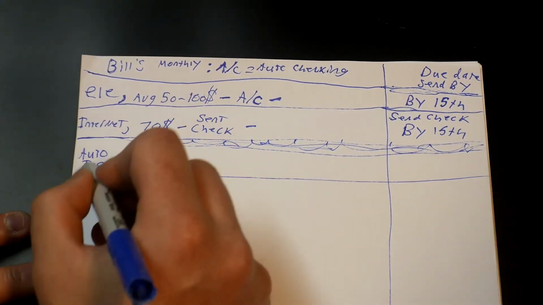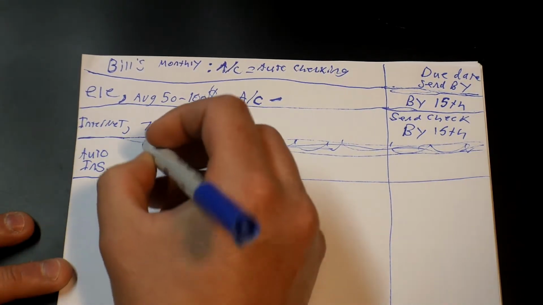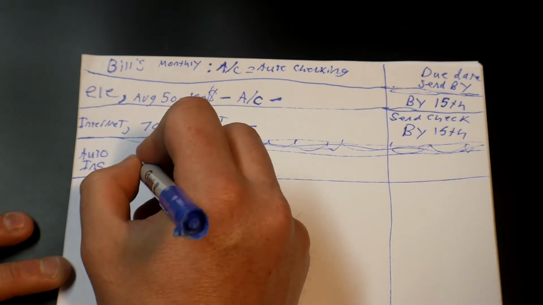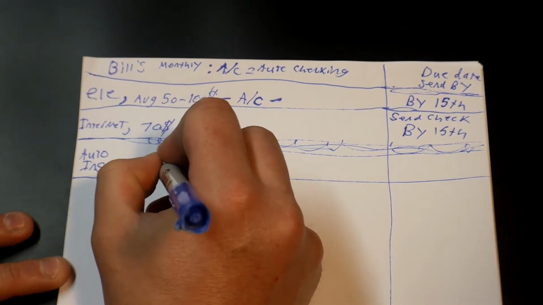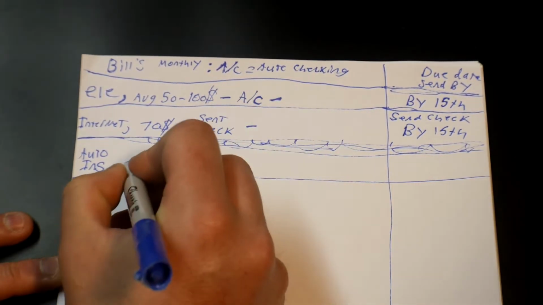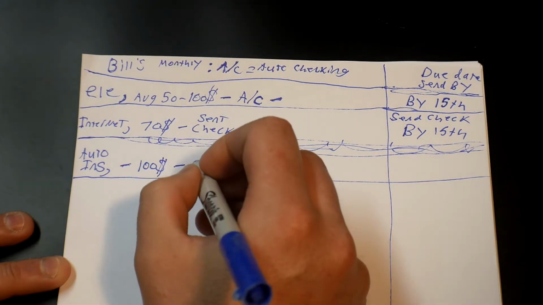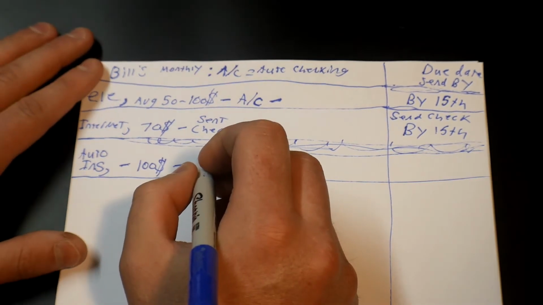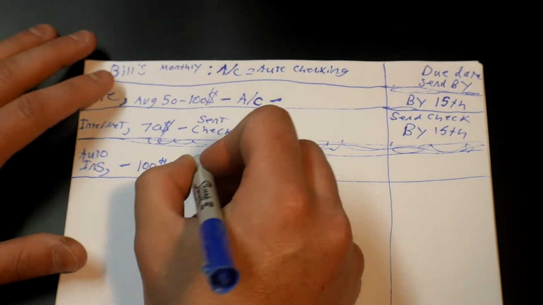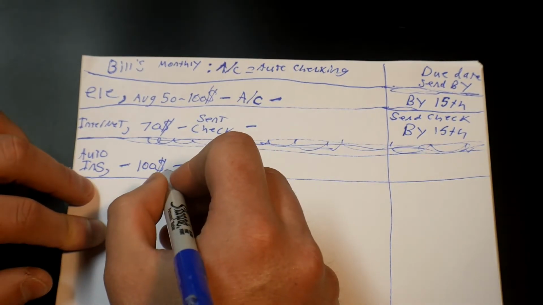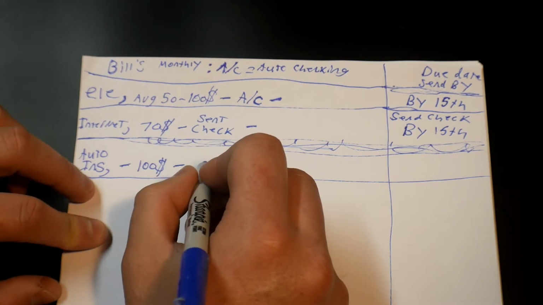Okay, so auto insurance, the name, first line. How much is our auto insurance a month? Let's say it's $100. Okay, so auto insurance, $100, and let's say it automatically comes out of our checking. So that means they automatically withdraw the money from our checking account.